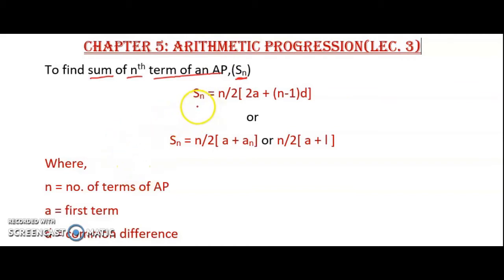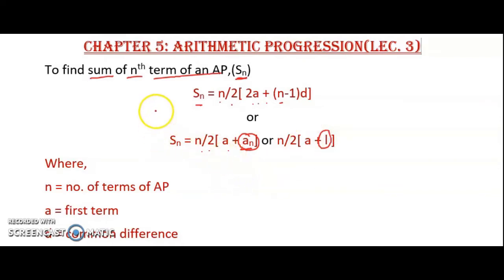And the formula is Sn equal to n by 2 into the bracket 2a plus (n minus 1)d. Or the other formula is Sn equal to n by 2 into (a plus an). an is the nth term of the AP. Or in place of the nth term, you can also write the last term represented by small l.